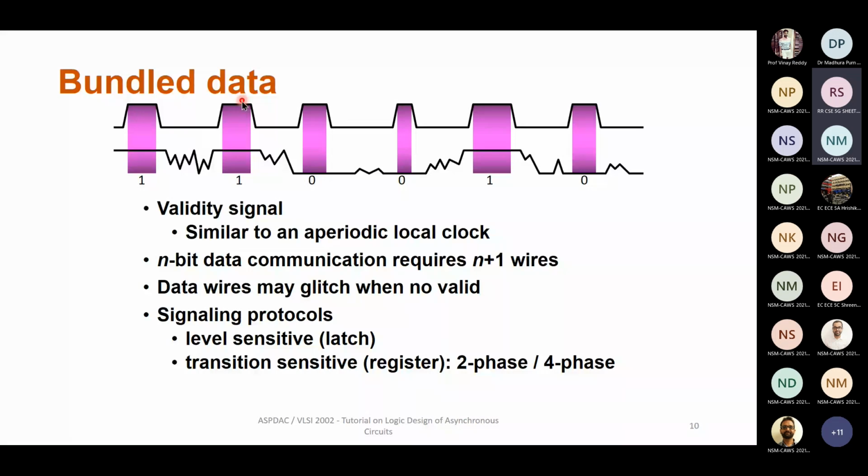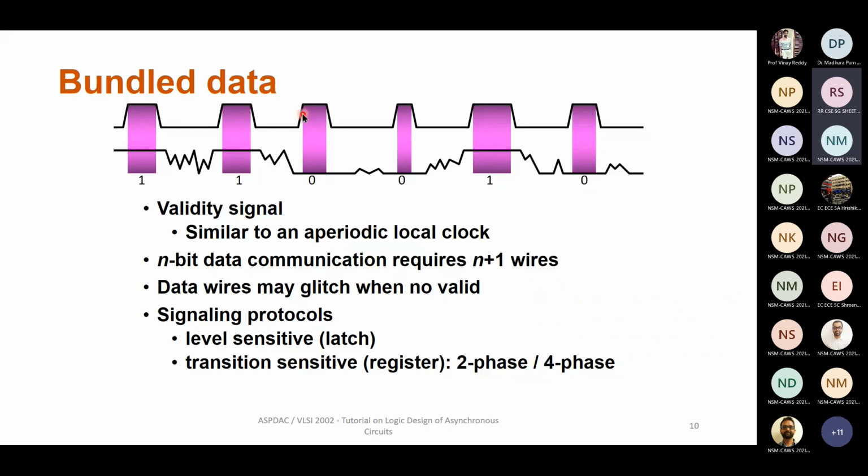In a bundle data protocol, if you have n bit data to be communicated, you would have one extra wire, and this wire carries what is called a valid signal. This wire is basically going to decide what is there on the data. Whenever this valid signal goes high, I would sample this value, and at that time the signal has to be stable. If there are glitches here, we don't worry about it. Like synchronous design, we just have to ensure that everything is stabilized by the time the next valid signal comes. So all of this is fine. It is acceptable in a bundle data protocol.